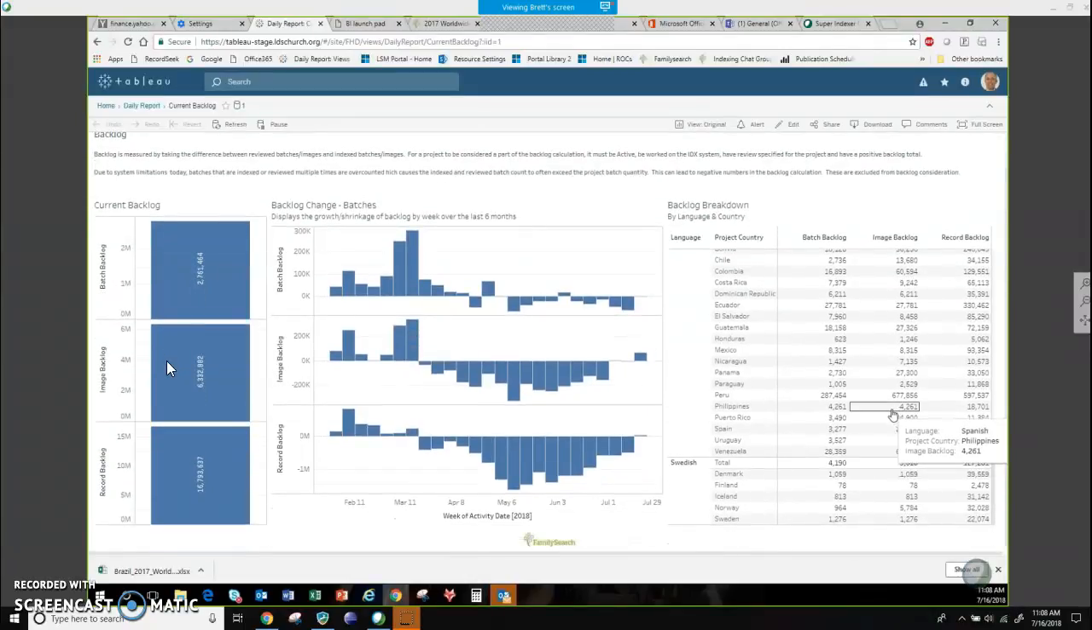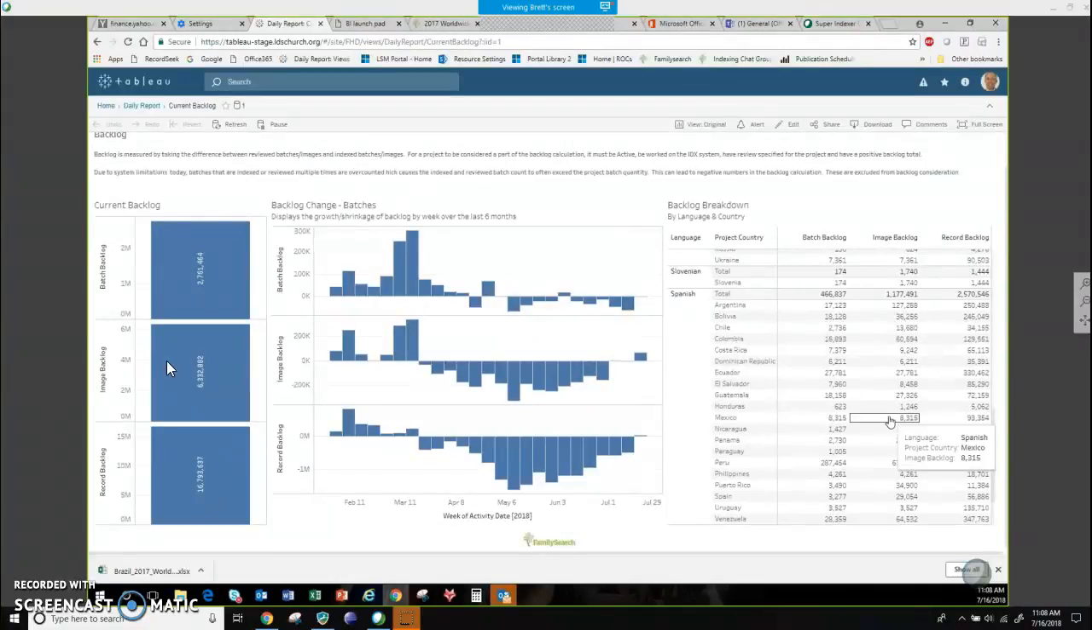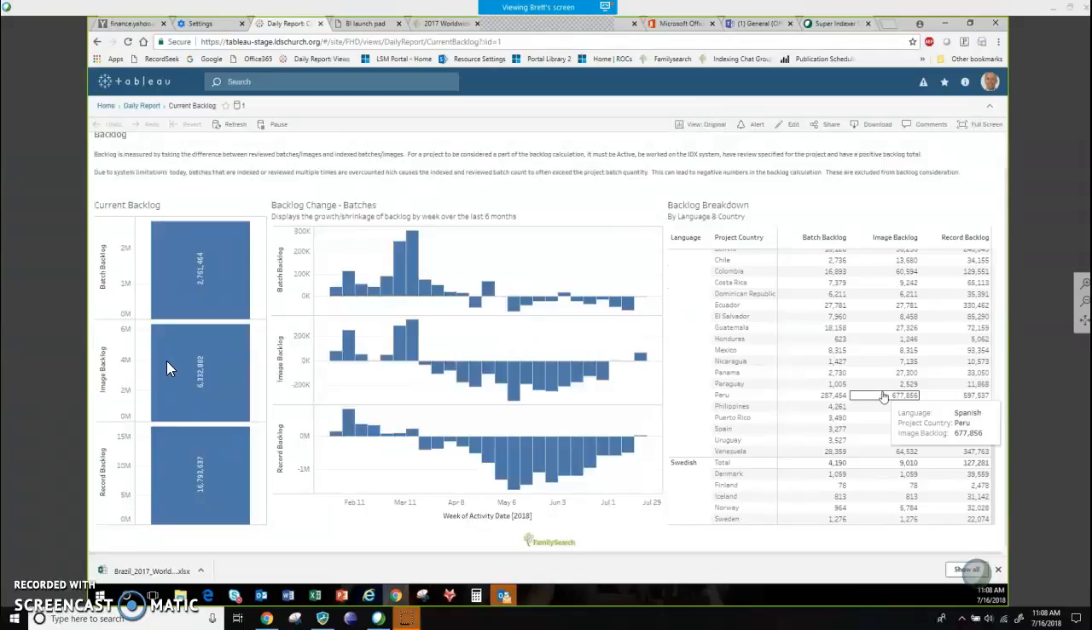And then the rest of that looks like it's just spread across all the other countries. So Peru is where we have the largest need at the moment in Spanish, but of course there's a need across all those.